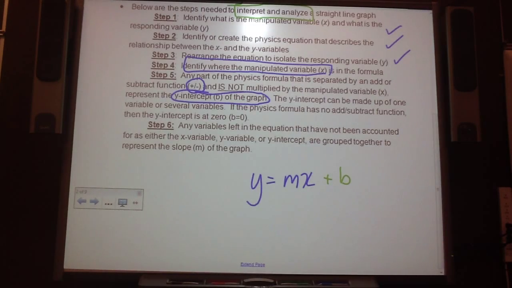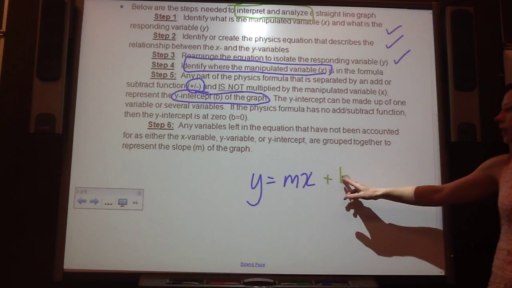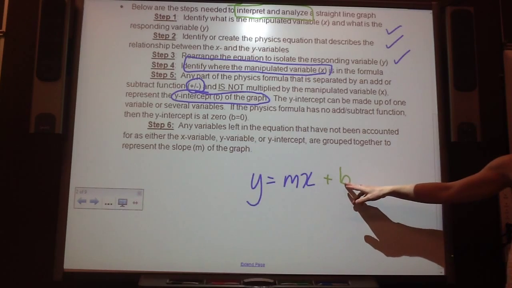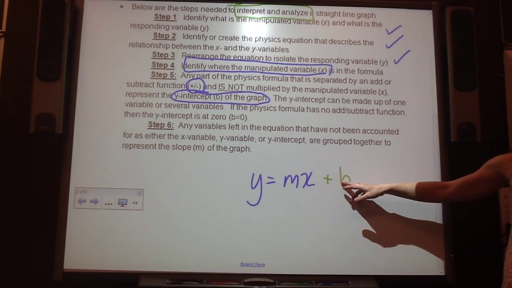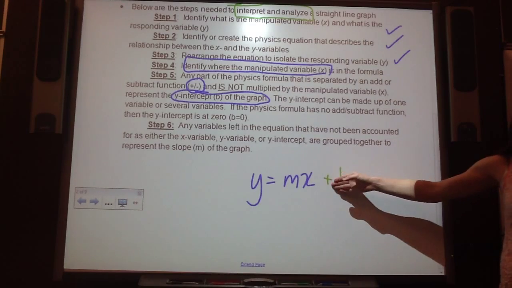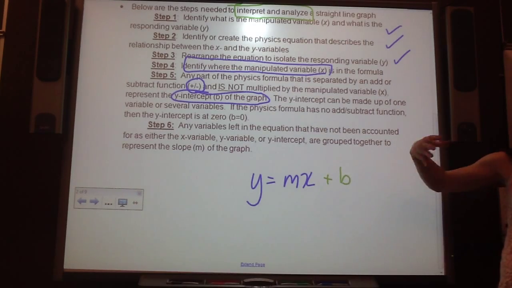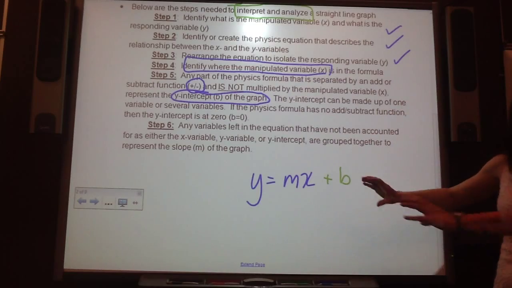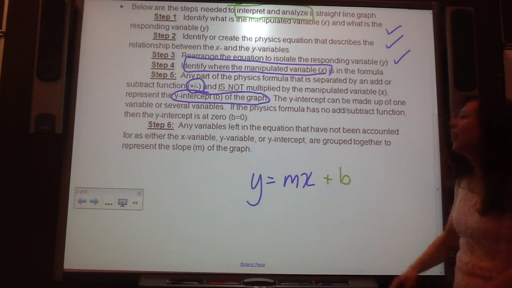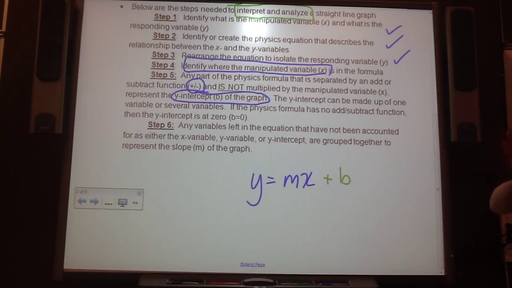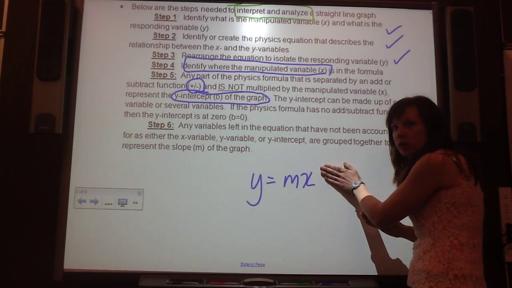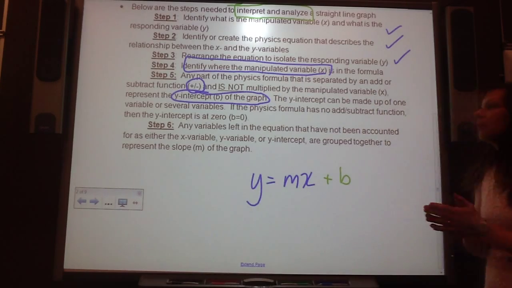The y-intercept can be made of one variable or several variables. So this could be like plus b ac, right? Like there could be other stuff attached to this b. But if anything is added or subtracted, it's like that chunk. If the physics formula has no adding or subtracting, then the y-intercept is 0. So if there's nothing added or subtracted to a physics formula, your y-intercept is 0.